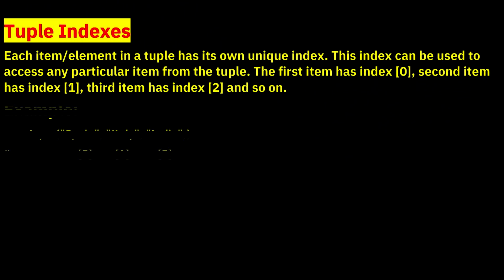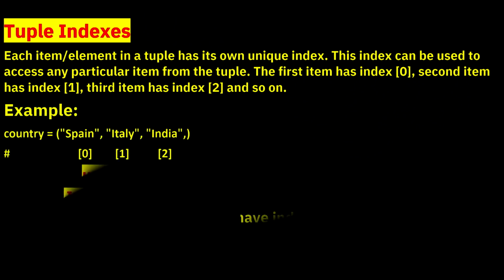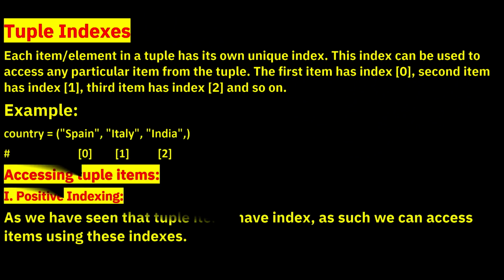Tuple indexes. Each item element in a tuple has its own unique index. This index can be used to access any particular item from the tuple. The first item has index 0, the second item has index 1, the third item has index 2, and so on. Example: country = ("Spain", "Italy", "India",) with indexes 0, 1, 2.